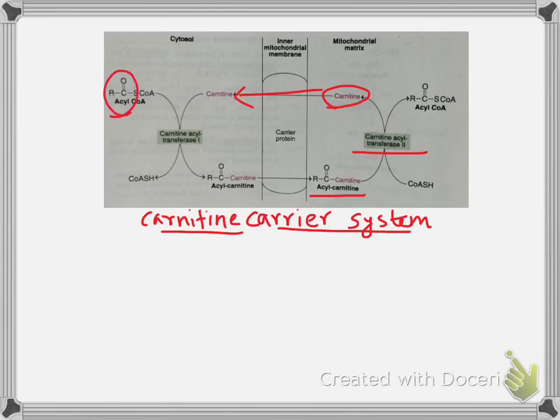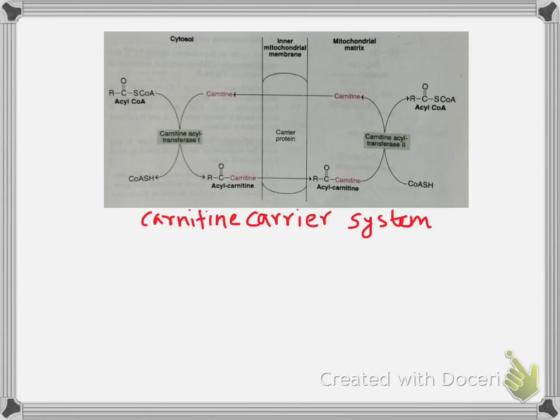the acyl group of acyl CoA is transferred to carnitine to form acyl carnitine by the enzyme carnitine acyl transferase 1, which is present in the outer surface of the inner mitochondrial membrane, and here one coenzyme A is released.